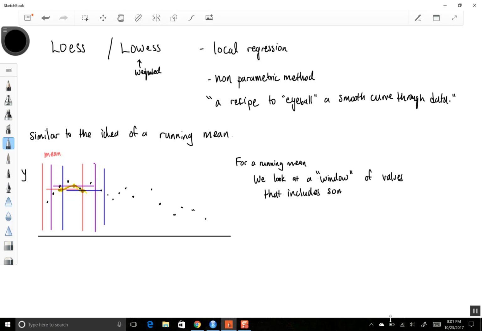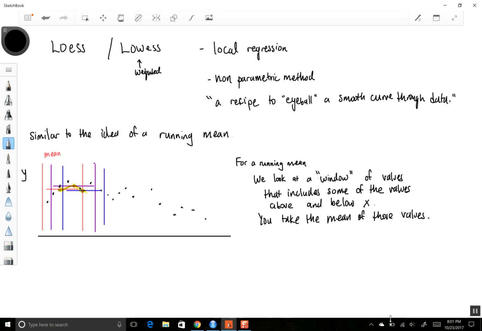Includes some of the values above x, values above and below x. Okay, and then you just take the mean of those values. Is that okay, is that all right?